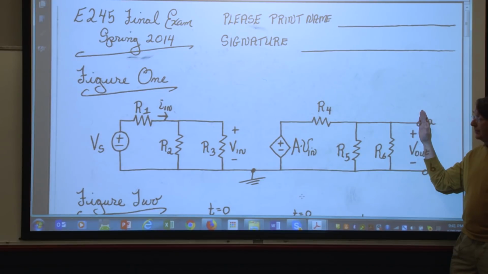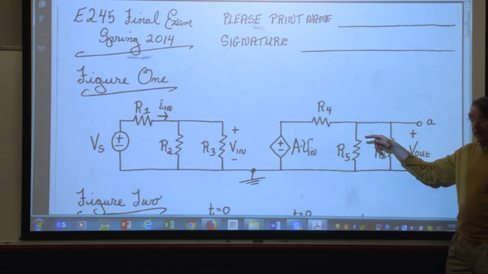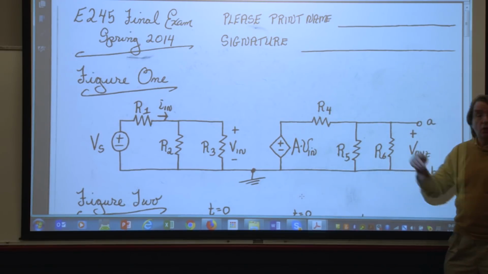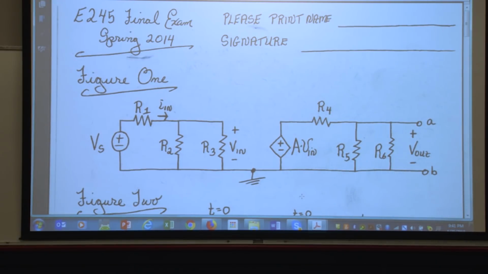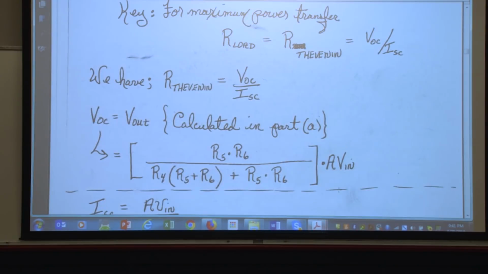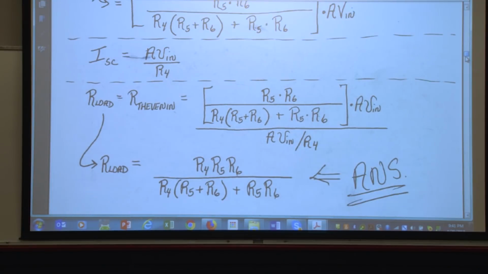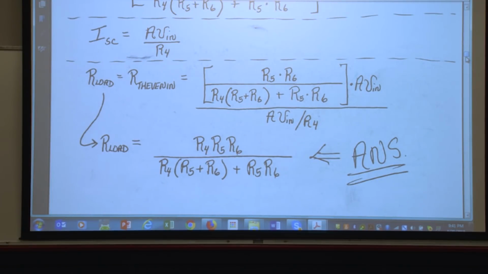So what we get is it's V equals IR, so I is V over R. I short circuit is AV in over R4, which I think is what you said. Forgive me, Michael, for misunderstanding you. Are we solid? Okay. I messed it up. All right. So I short circuit is AV in over R4.